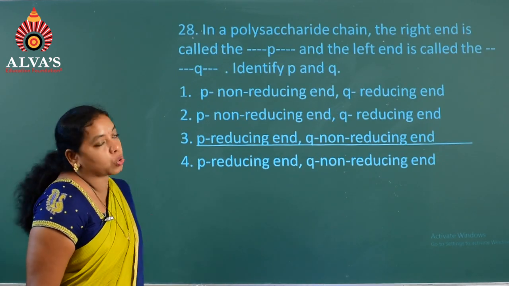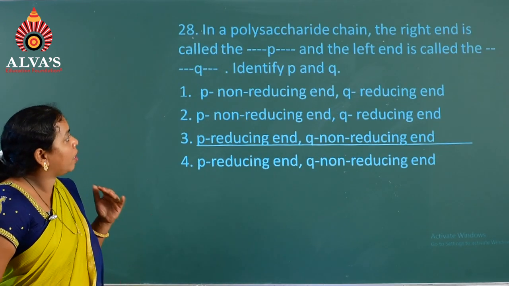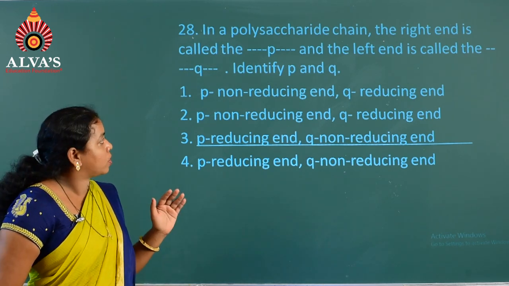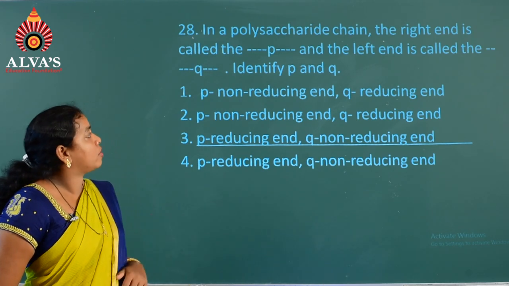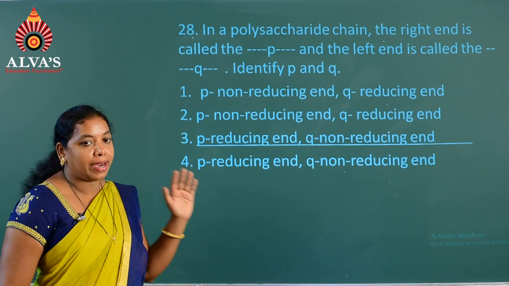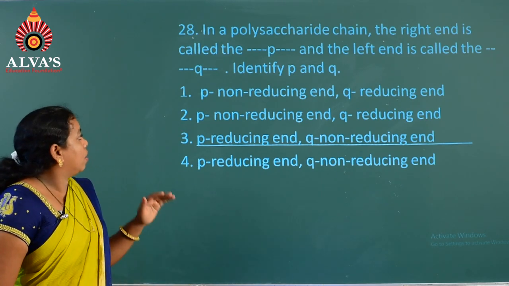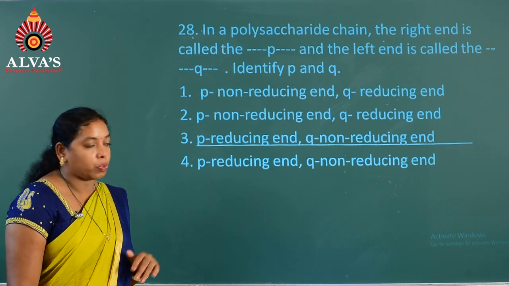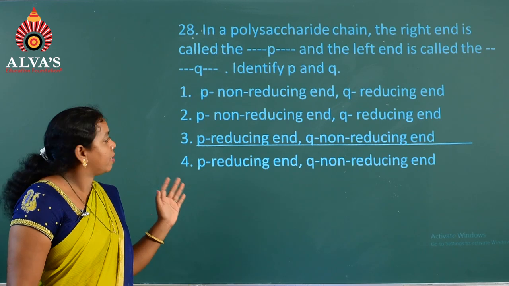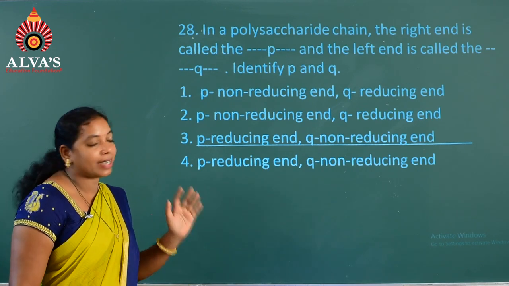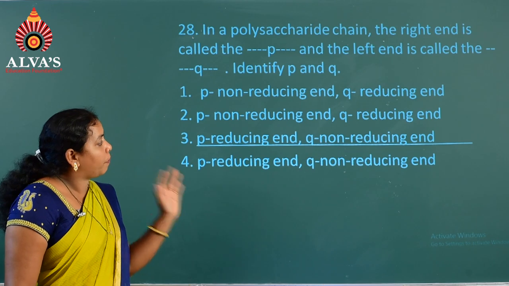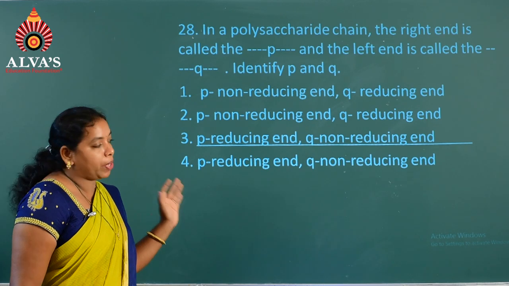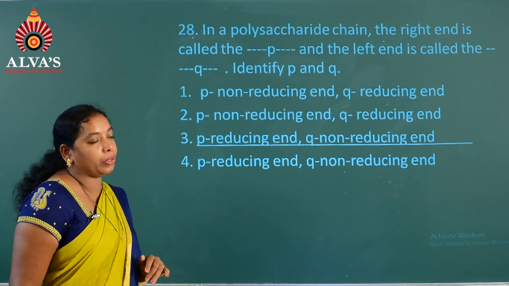What is the next question? That is question number 28. In a polysaccharide chain, the right end is called the P, and the left end is called the Q. Identify P and Q. So, your options are, first option, P is non-reducing end and Q is reducing end, and the second option, P is non-reducing end and Q is reducing end, whereas the third is P is reducing end and Q is non-reducing, and the fourth option, P is reducing end, Q is non-reducing end.